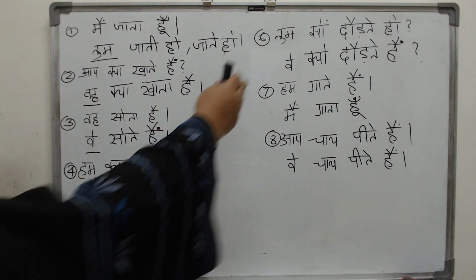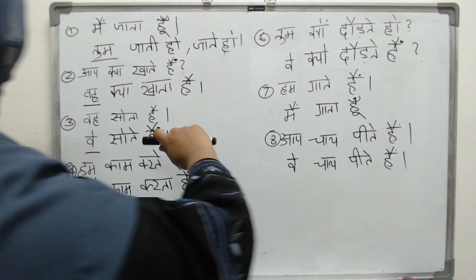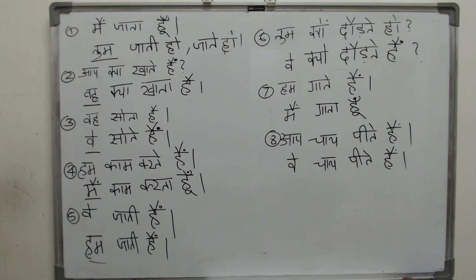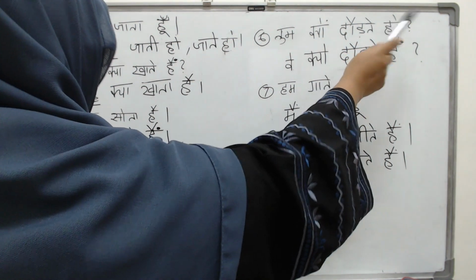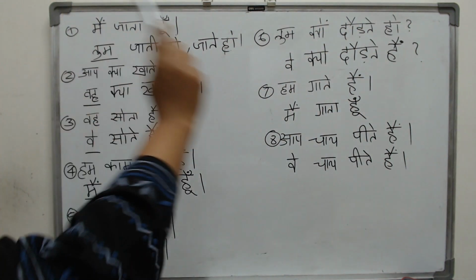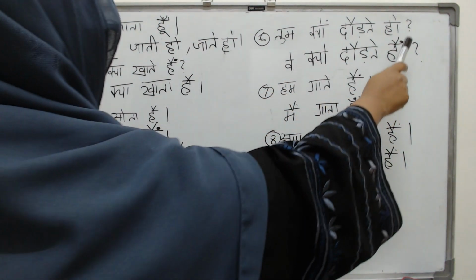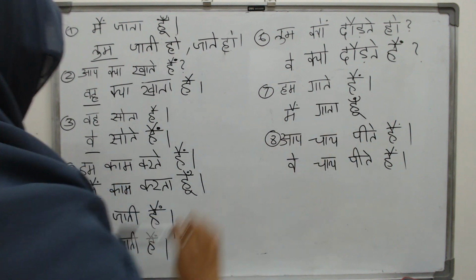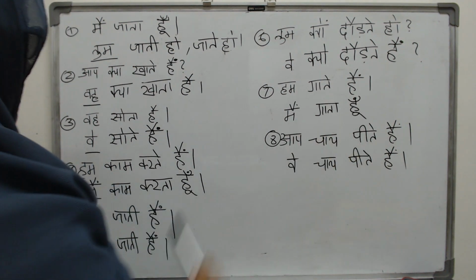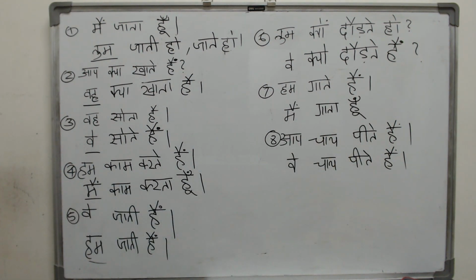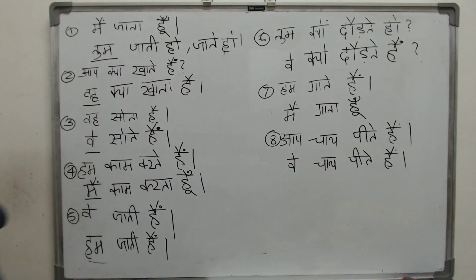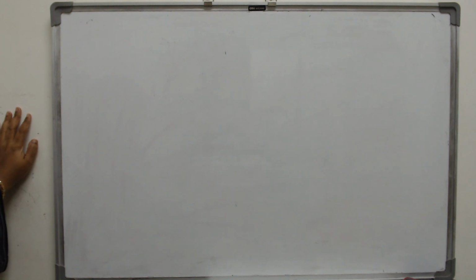तुम क्यों दौड़ते हो? Did you see that? It is one person, but why are we saying दौड़ते, which is used for plural? It is because of the ho. The ho changes it. वे क्यों दौड़ते हैं? हम गाते हैं. मैं गाता हूँ if I am male. मैं गाती हूँ if I am female. आप चाय पीते हैं. वे चाय पीते हैं.